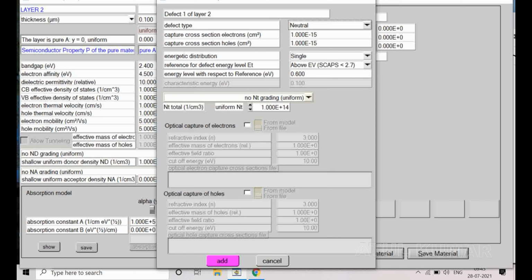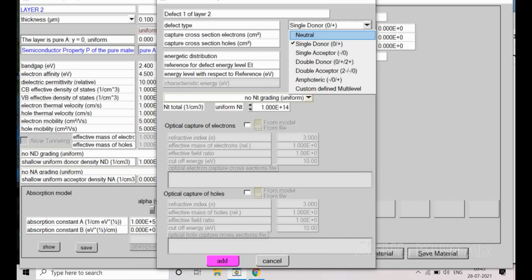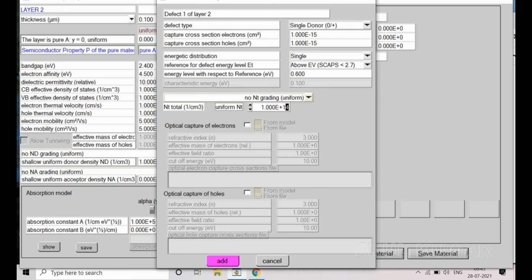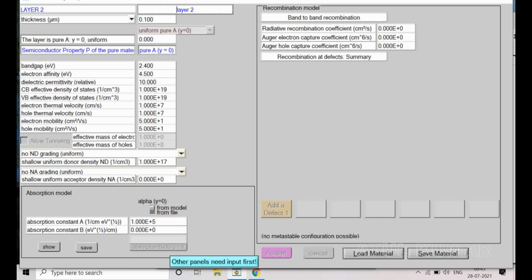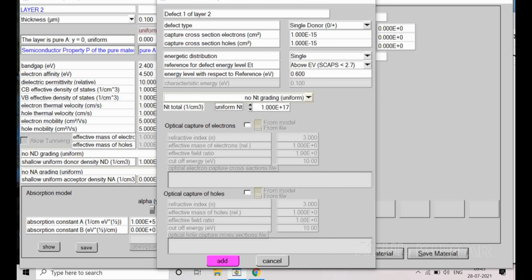Now I will go to the CdS also and increase the CdS defect. Because CdS is N type, I am taking a donor type defect, and the defect density I am taking is, say, 10^17, a high defect density in your CdS layer.